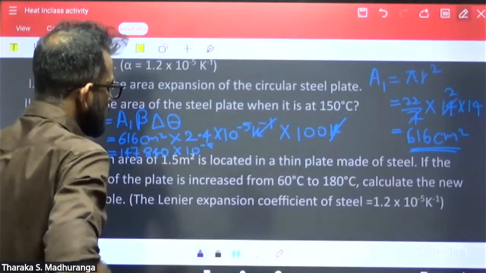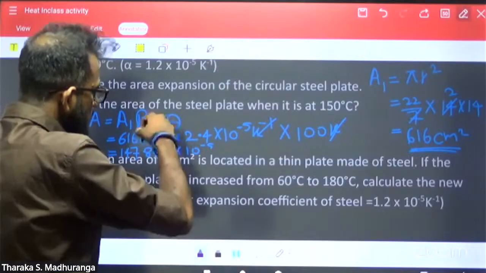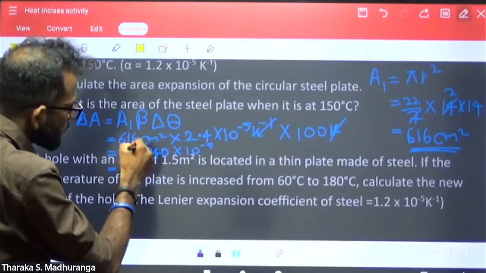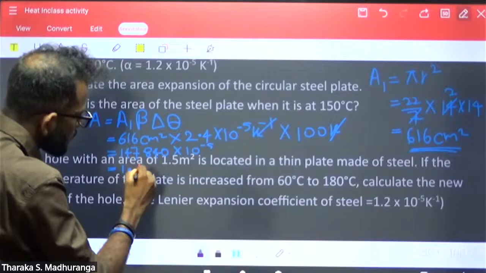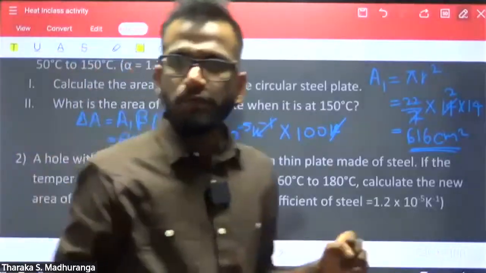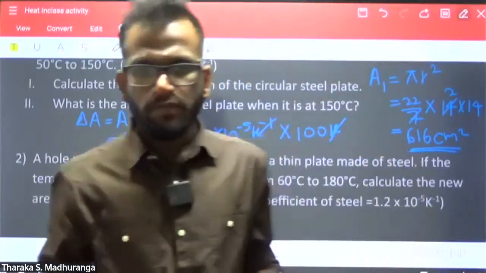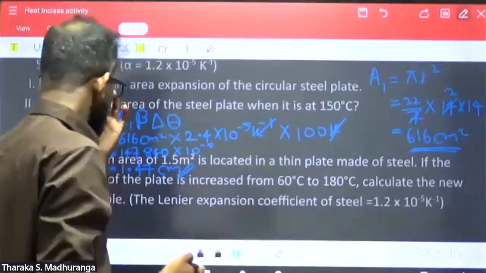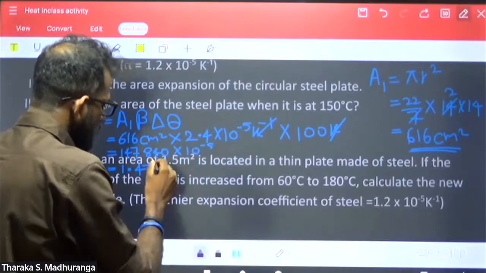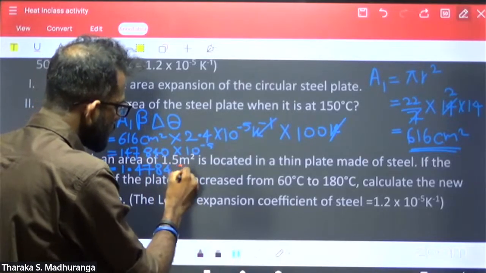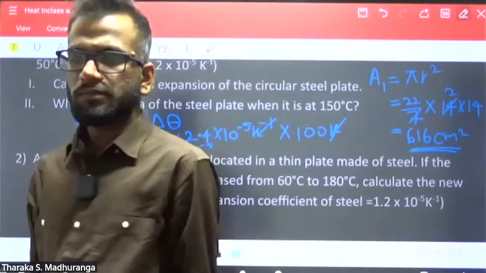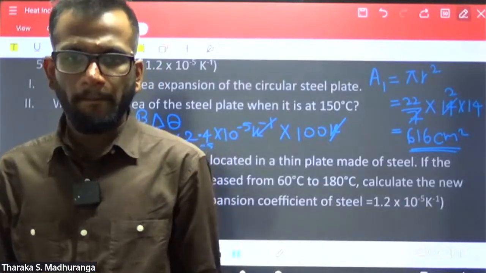The value is 10 to the power minus 5. Then you can come for backward. Then it is 1, 2, 3, 4, 5. 1.47 centimeter is the answer. 1.4784 centimeter. Correct? Very good.